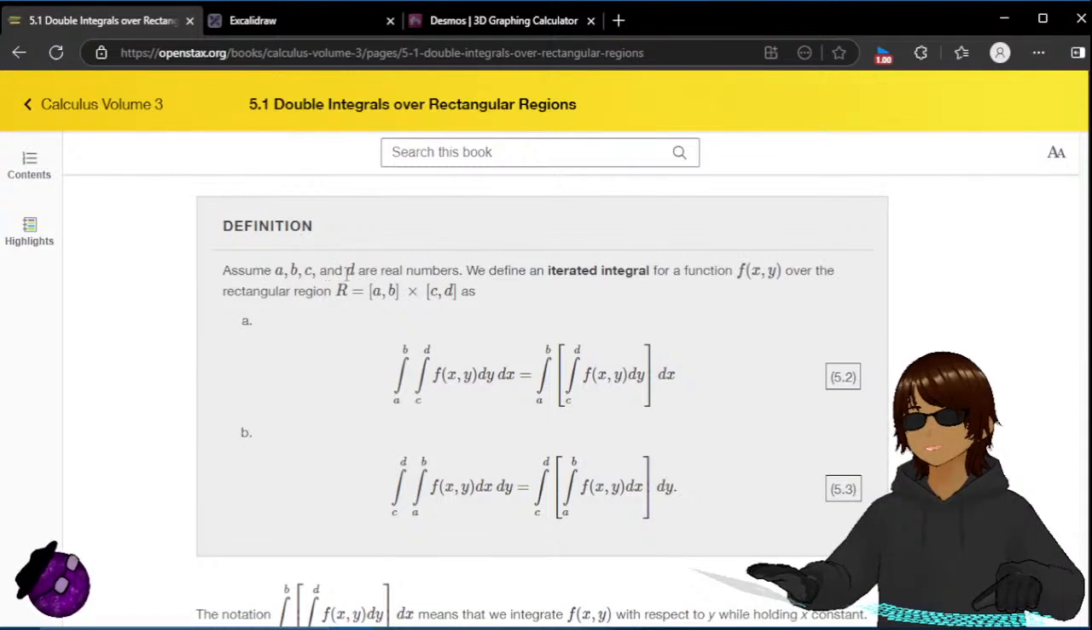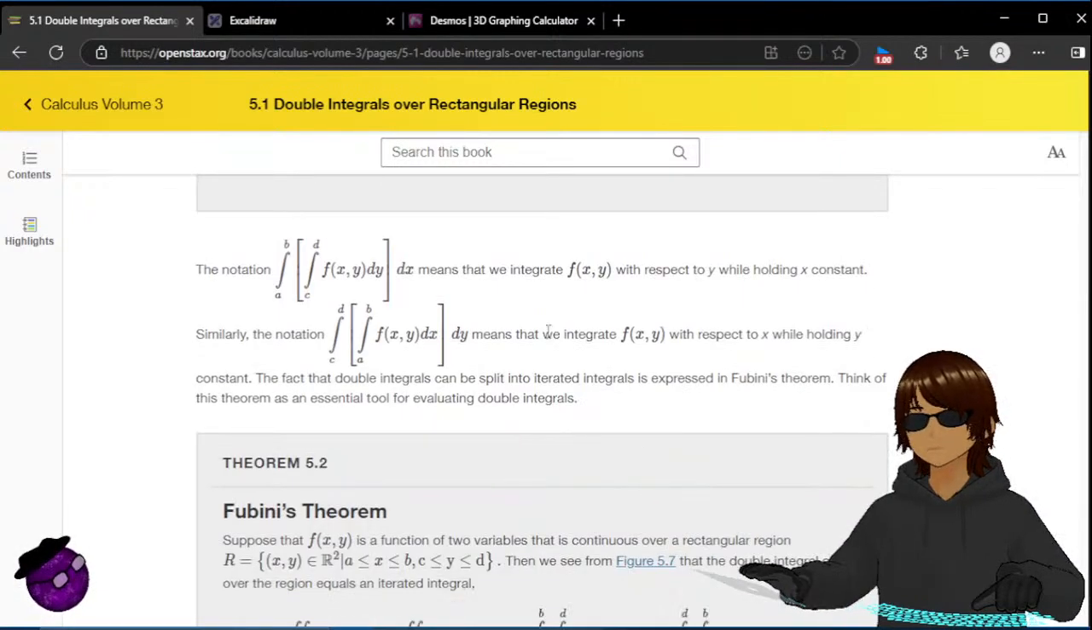So assume a, b, c, and d are real numbers. We define an iterated integral for a function f of x, y over the rectangular region R as a to b and c to d. Right, so we are integrating with respect to y, and then we are integrating with respect to x. And then we can also flip them, integrate with respect to x first, and then integrate with respect to y.